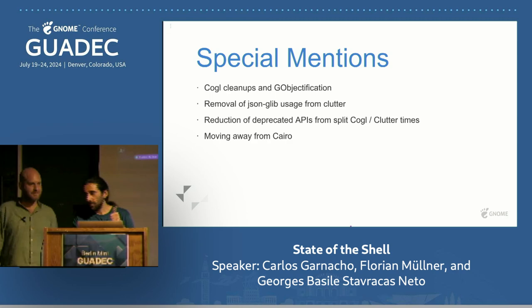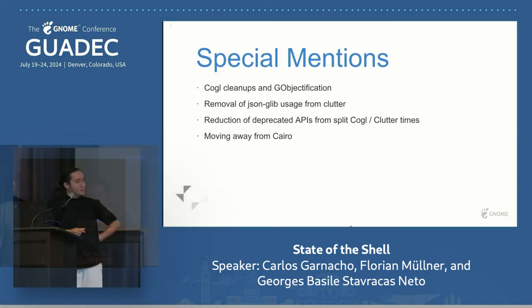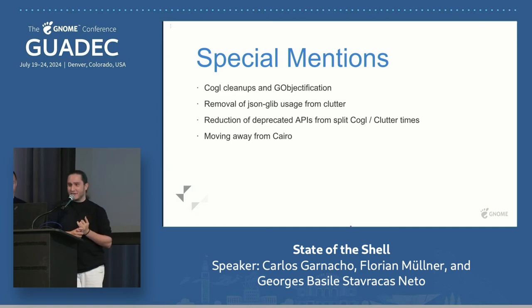So very briefly, special mentions, honorable mentions. They didn't deserve, quote unquote, a slide of their own, but basically this is Bilal's work. Lots of Mutter cleanups. We removed more than 7,000 lines of code from Mutter in the last cycle. We don't depend on JSON-GLib anymore. And I think the biggest topic on a few pull requests was also removing Cairo from the external and internal dependencies of Mutter, which is also pretty difficult, but it's happening. I think all of these points have been done by Bilal, so huge thanks to Bilal.